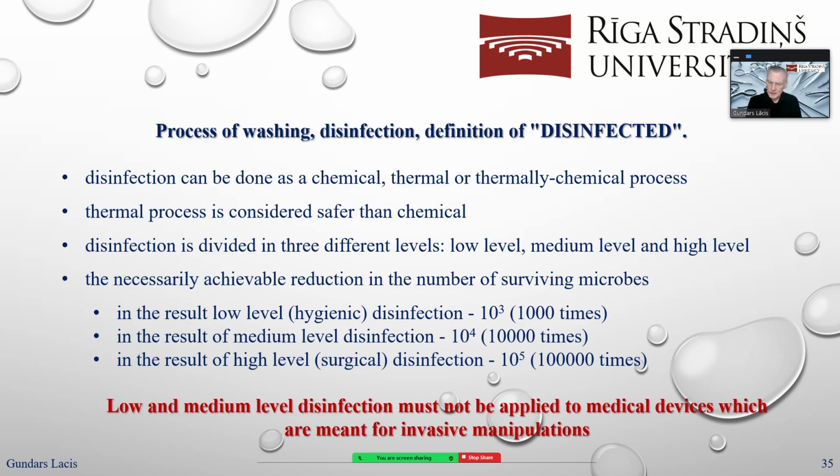If we are disinfecting at a low level, we must reach a reduction of surviving microorganisms of 1,000 times, or 3 logs. For medium level, we must reach 4 logs, which is 10,000 times. And for high level, we must reach 5 logs, or 100,000 times. And in this case, speaking about disinfection, we must reach it, and we must prove that we reached it.